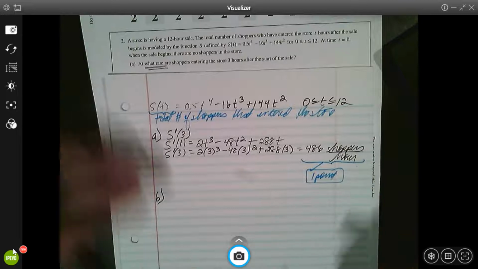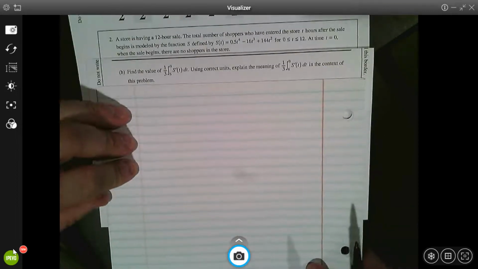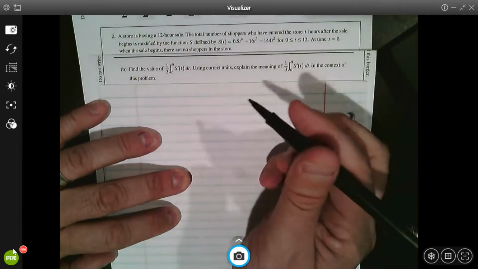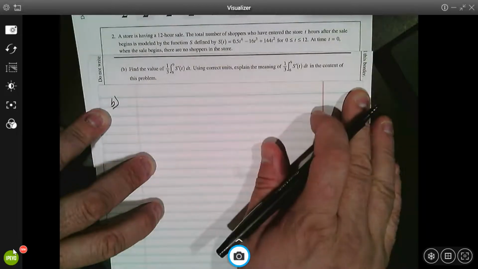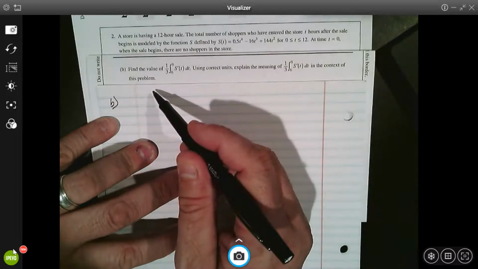Part B says, find the value of 1/3 the integral from 6 to 9 of S prime of t dt. Then, using correct units, explain the meaning of the answer in the context of this problem.